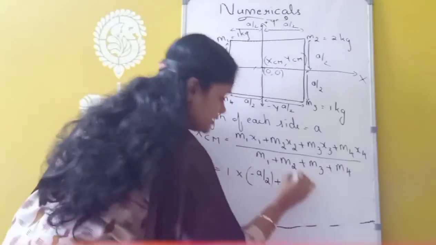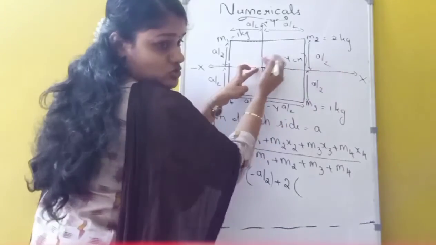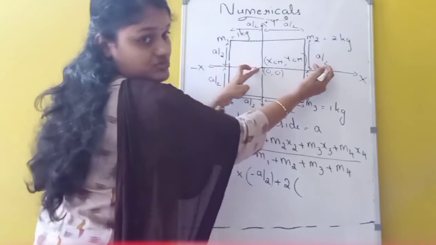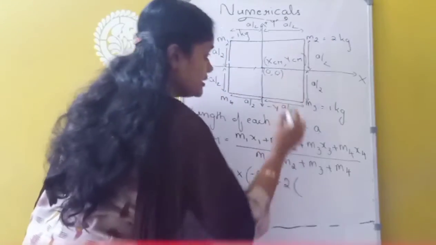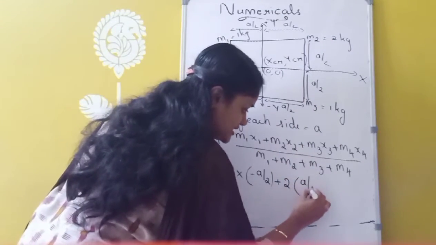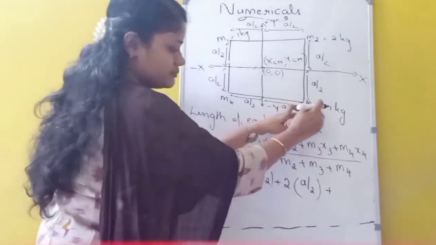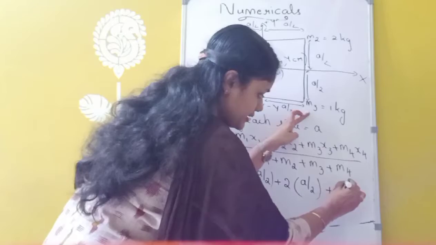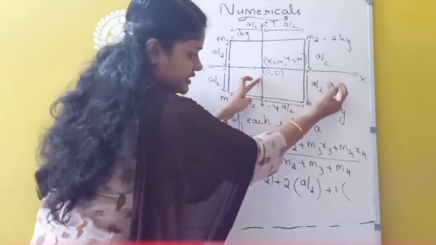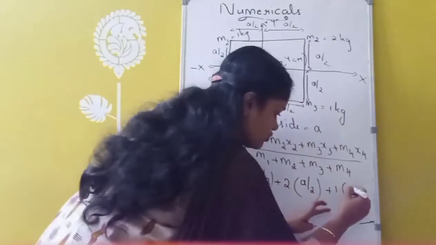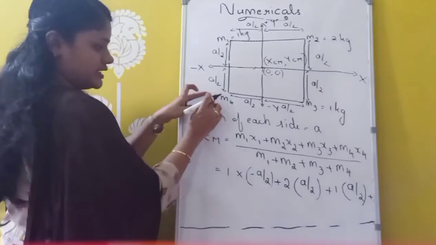what is M2 here? 2 into, so this is actually M2 is towards the right direction, that is positive direction. How much distance? A by 2 distance. So what is the mass here? 2 into A by 2, plus M3. So M3 is how much mass? 1 into, this also towards right direction. From the origin towards right direction, what is the distance? A by 2. So 1 into A by 2, plus last one M4.